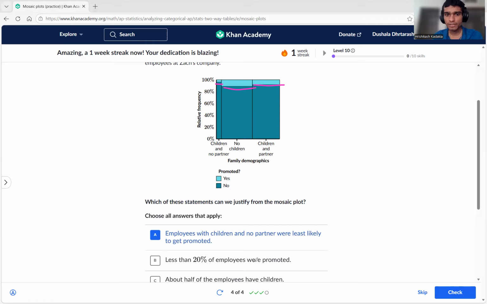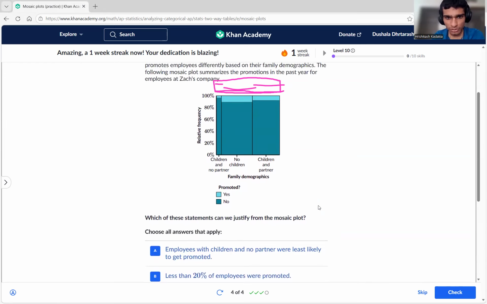Well, yes, this does seem like it. You know why? Because if you see, this is 80%, and if we see, this is all 20%. So I think less than 20% were being promoted. We don't know the exact percentage, but it does seem like less than 20% based on this data. And then about half of the employees have children.